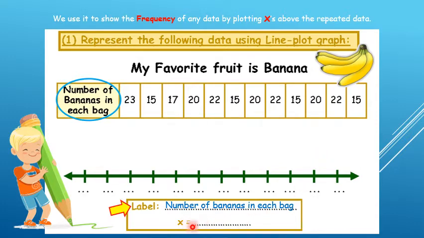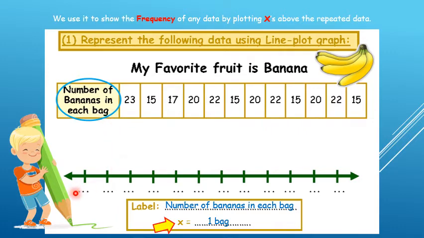First of all, our x will be what? From this label, we have number of bananas in each bag. After the word each, it will be the word bag. Then x, our key, will be the word coming after each, which is one bag. This one represents one bag, and this one bag, and this one bag, and this one bag. All of these are bags, okay? And each bag has a number of bananas. Then our key will be one bag.